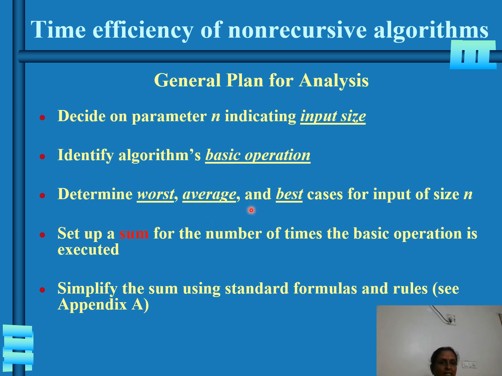The general plan is, first you have to decide on the parameter n indicating the input size, because the algorithm may take more than one input parameter. Among those input parameters you have to decide which one indicates the input size. Next you identify the basic operation performed by the algorithm. Then you set up a summation for the number of times the basic operation is executed. Then you simplify the summation using some standard formulas and rules.